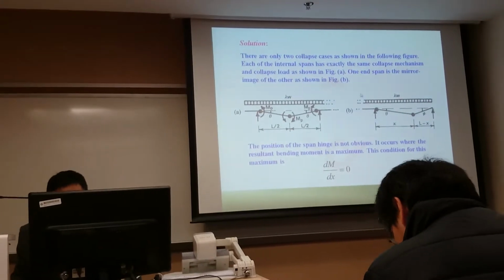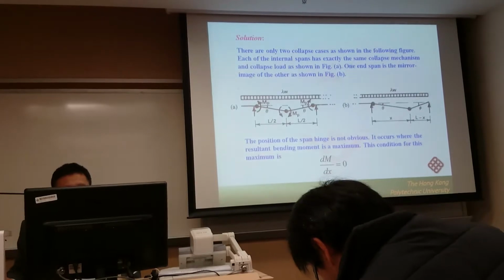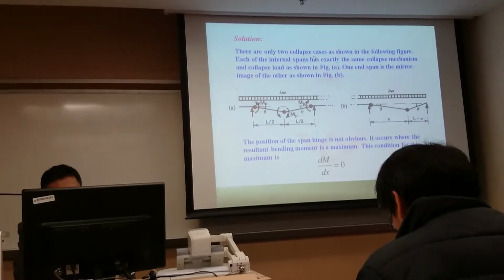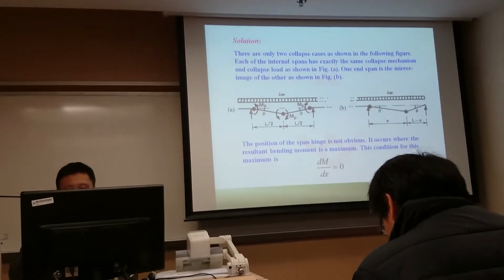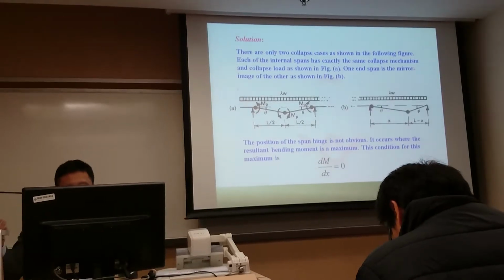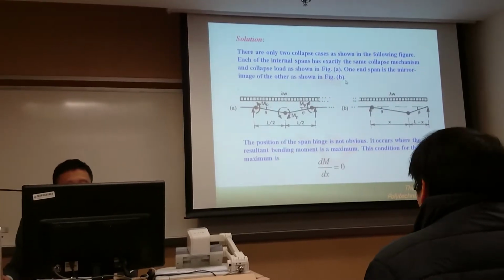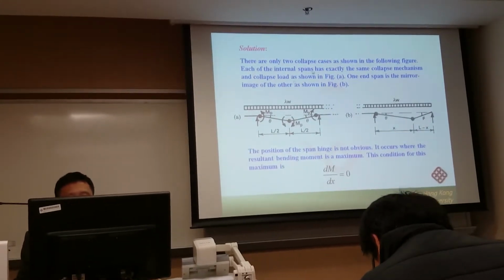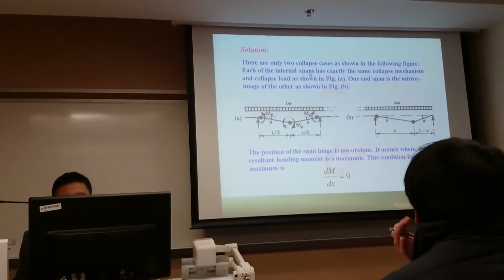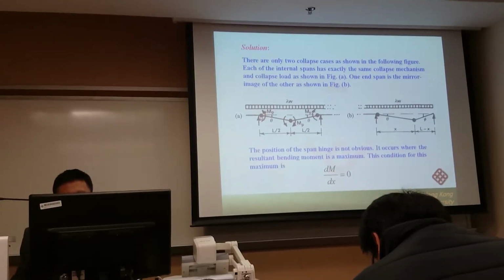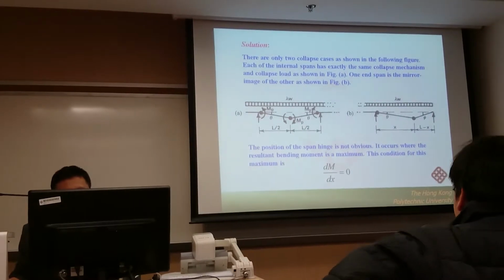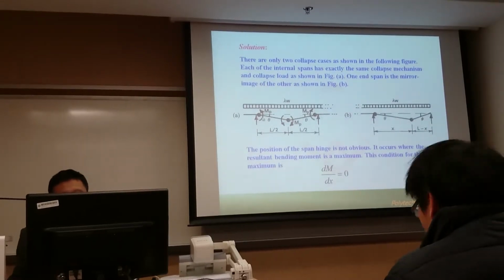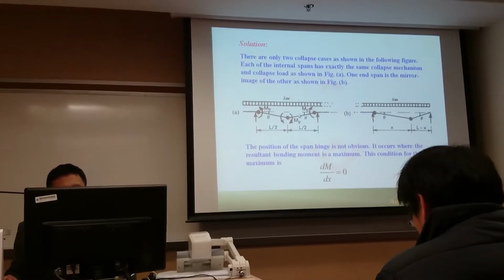Firstly, we just need to consider two cases. One is the interior span. The second one is the end span. Because all interior spans have the same collapse mechanism. So this is case one. In case one, there are only two cases. For the internal span, we have the plastic moment at the two ends. The moments at the two ends are both not zero. So we have a moment here and a moment here.